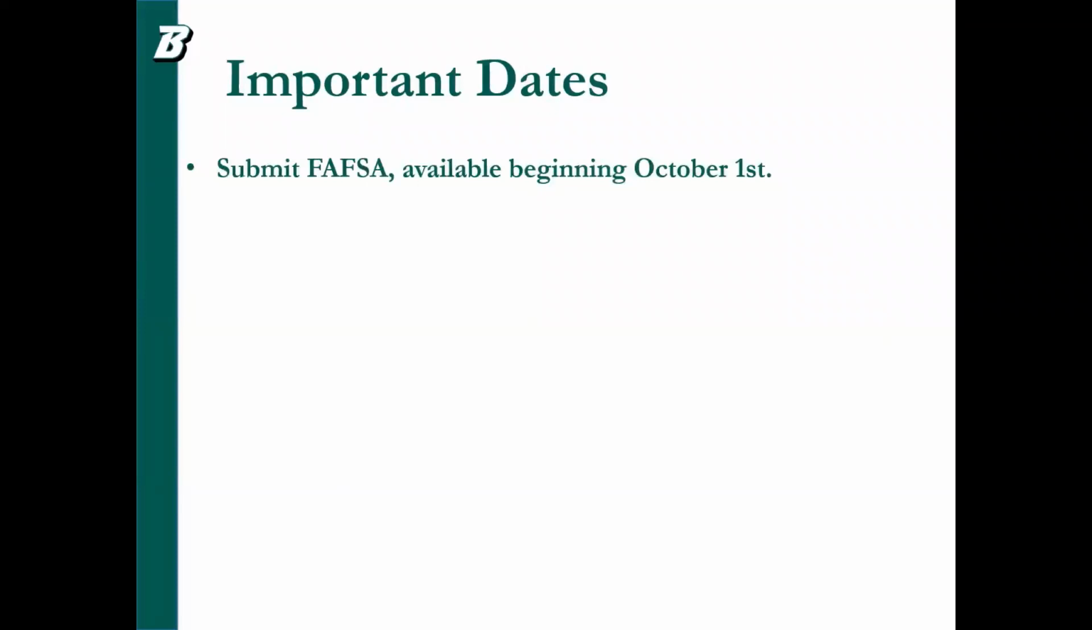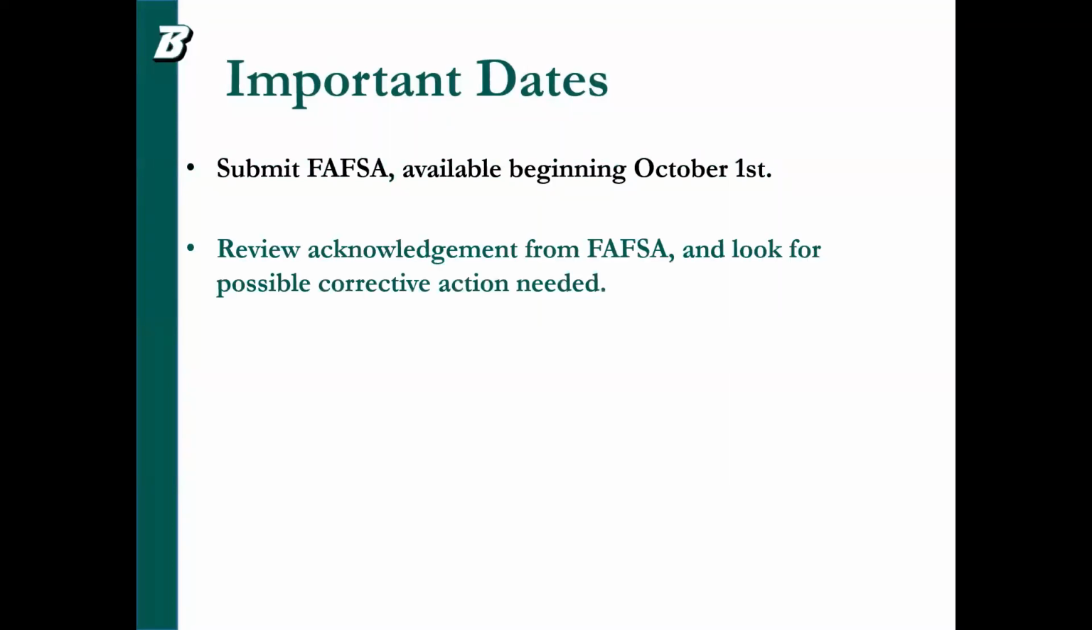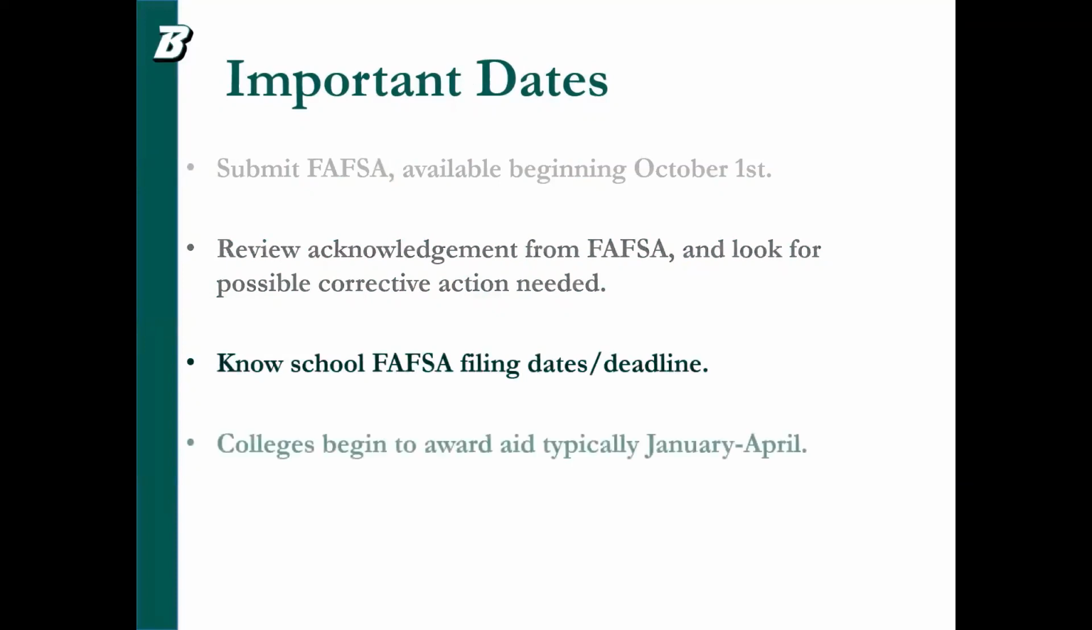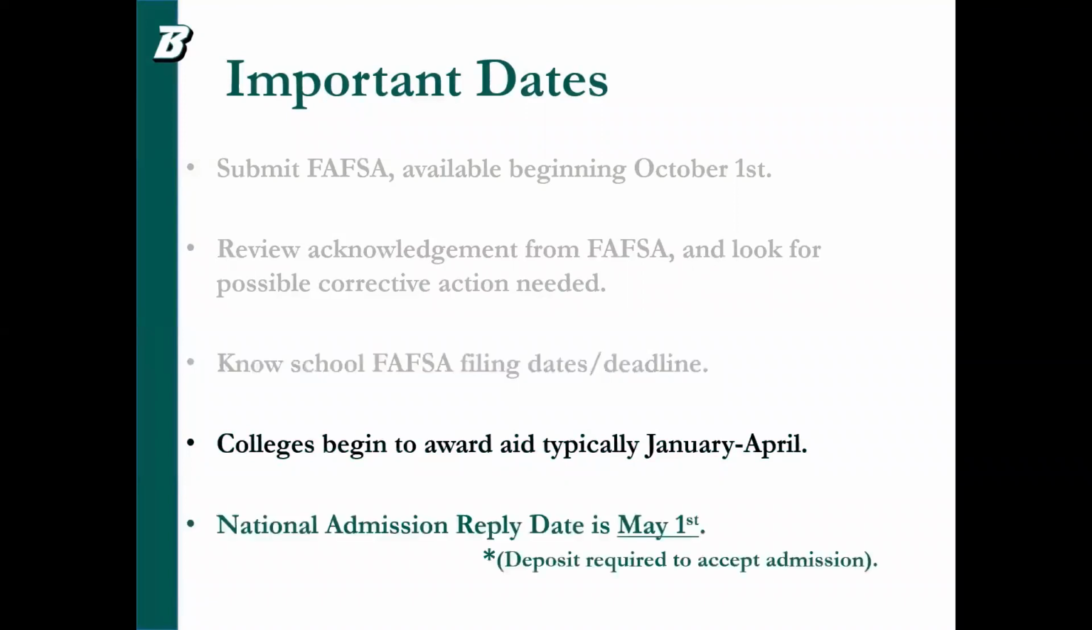The 23-24 FAFSA will be available October 1st, 2022. You should file as early as you can. Be certain to review your FAFSA acknowledgement in case corrective action is needed on your part. Know if your school has a FAFSA filing deadline. Typically, colleges will begin to send out award letters between January and April. Remember, the national admission reply date is May 1st.